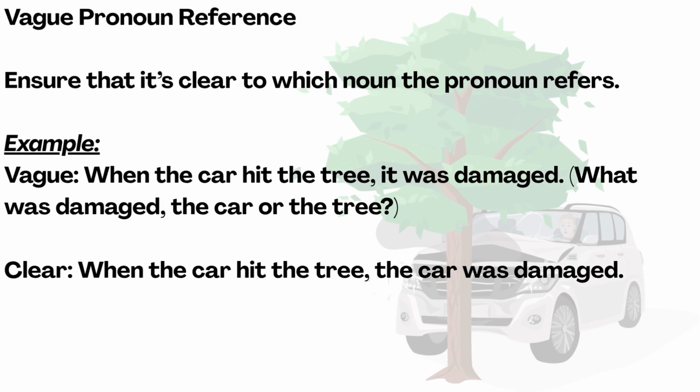Vague pronoun reference. Ensure that it's clear to which noun the pronoun refers. Example. Vague: When the car hit the tree, it was damaged. What was damaged, the car or the tree? Clear: When the car hit the tree, the car was damaged.